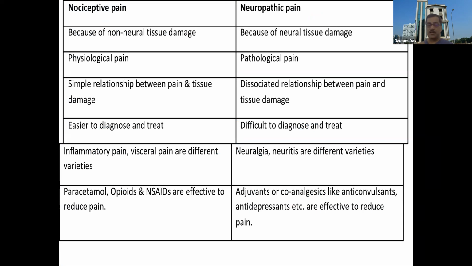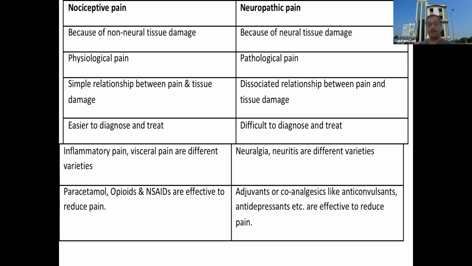I'll be discussing the third type of pain as well, but now concentrate on these two types: nociceptive pain and neuropathic pain. Nociceptive pain is because of non-neural tissue damage and conversion of energy. And neuropathic pain is the damage, the pathology of the neural structures itself. That is why nociceptive pain is also called physiological pain.